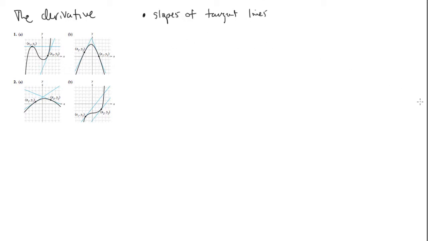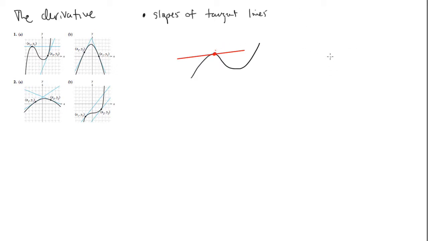So given a graph, and I'll just sketch one here, a tangent line is a line which touches at one point and does not cross the graph at that point. It just touches it. Okay, so this is what we call tangent.